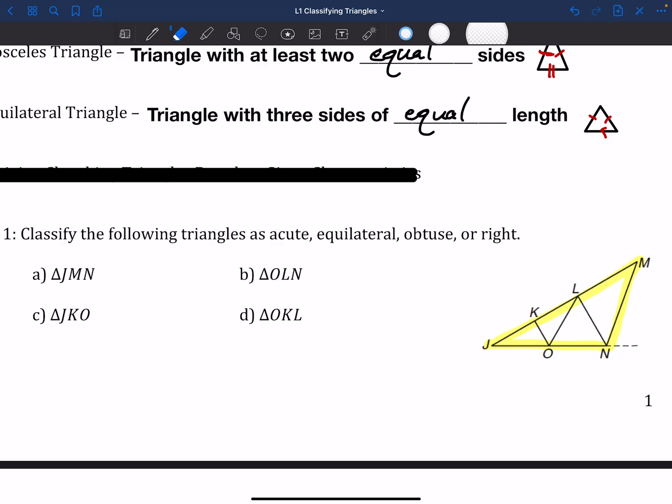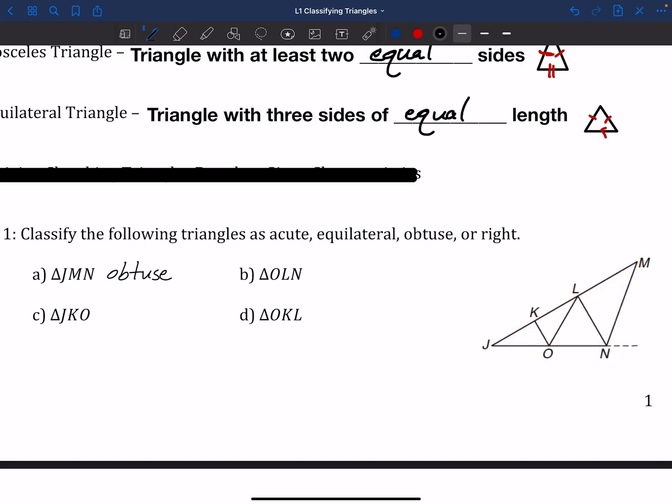If I'm looking at that one, it does not appear to be an acute triangle, because of that angle down by N. It doesn't seem to be equilateral. Those sides seem to be of different lengths. It seems like it could be obtuse though, right? That angle down by N looks like it's bigger than 90 degrees. That's all we need to know in order to call this an obtuse triangle. All right, cool. So that part's done.